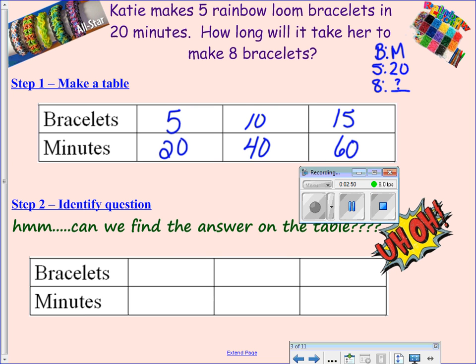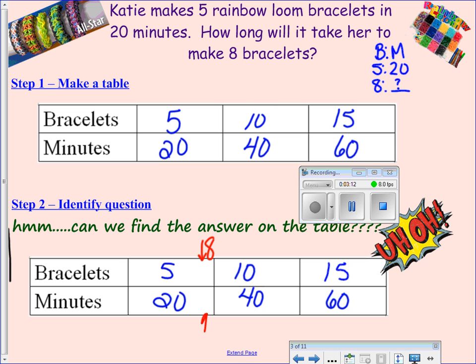So we have, let's see, step 2, identify the question. Normally, you don't have to write the table a second time when you're doing your homework. But for now, I'm going to ask you to do that. Let's find the question. Well, 8 bracelets would be about there, in how many minutes?